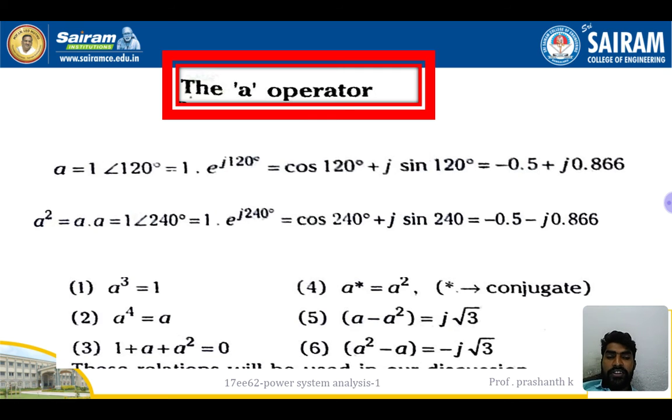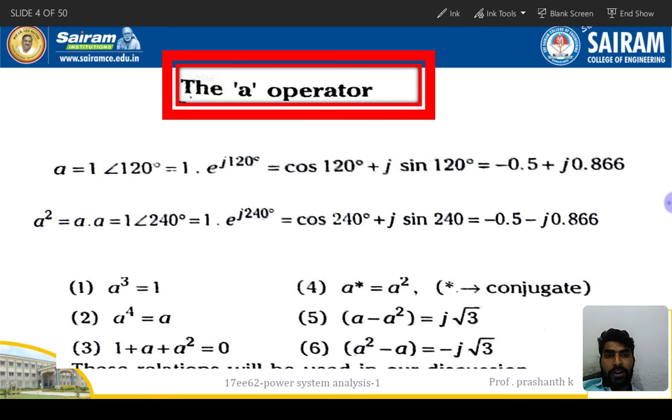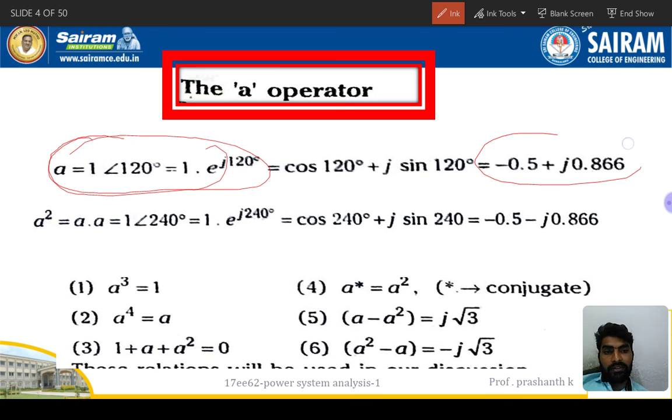Okay, the next concept is the A operator. In some of the books they mention it as the alpha operator. As I already told you, A is one angle 120 degrees, that is e raised to j120. VA, the phase difference with VB, is 120 degrees, so that is the A operator, that is cos 120 plus j sin 120, and you will get the value like this.